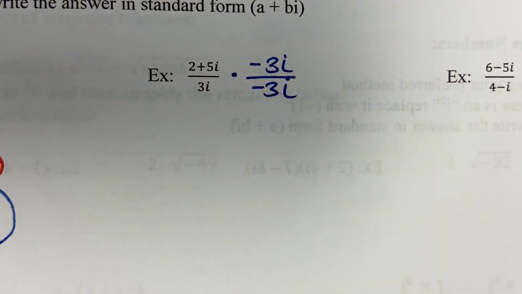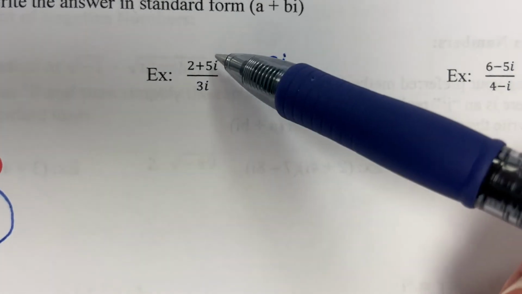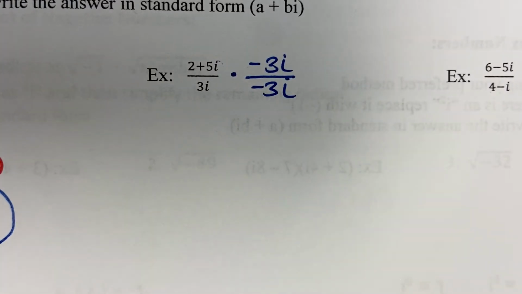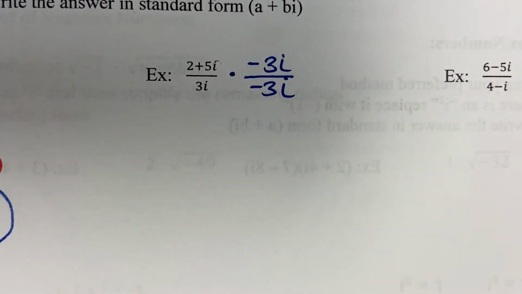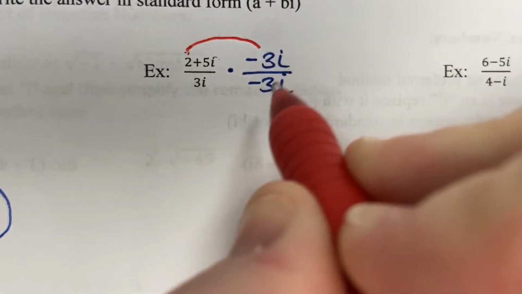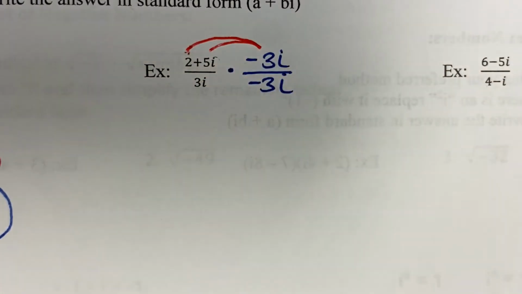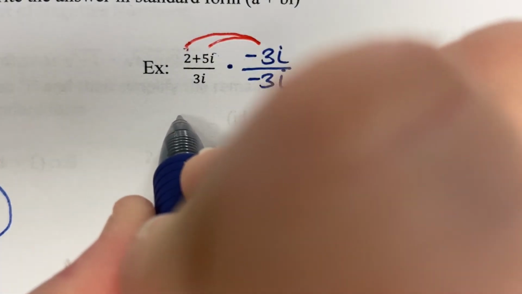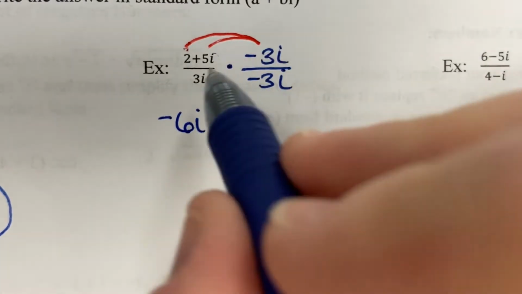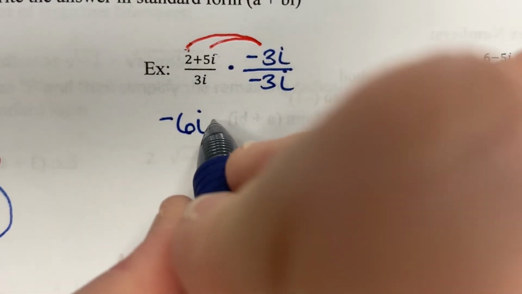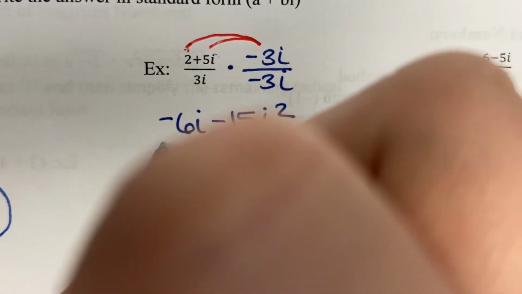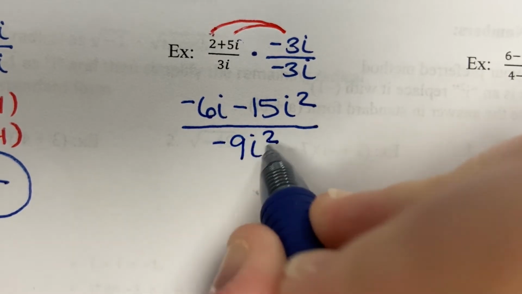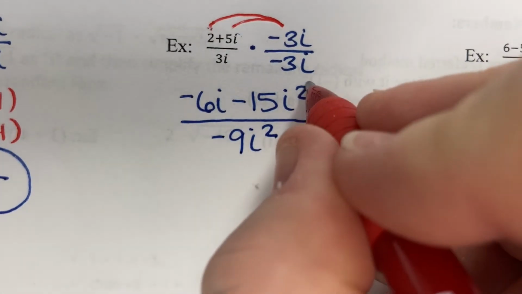All right, so this one you can't just cancel things out. You can't cancel out these i's because there's a group in the numerator, 2 plus 5i. All right, so we're going to multiply across. We're going to say 2 times negative 3i, and we're also going to have 5i times negative 3i. So 2 times negative 3i is negative 6i. 5i times negative 3i is negative 15i squared over a negative 9i squared. And then remember, the i squareds get replaced with a negative 1.